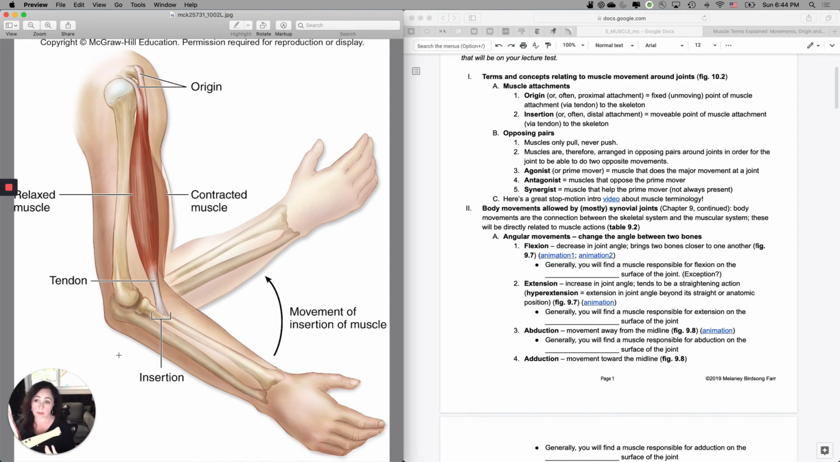And sometimes there's more than one muscle, and for this one, there actually are. There's the biceps brachii that does this action you're seeing right here. But then there's also a muscle that's deep in here called the brachialis, and those help one another.